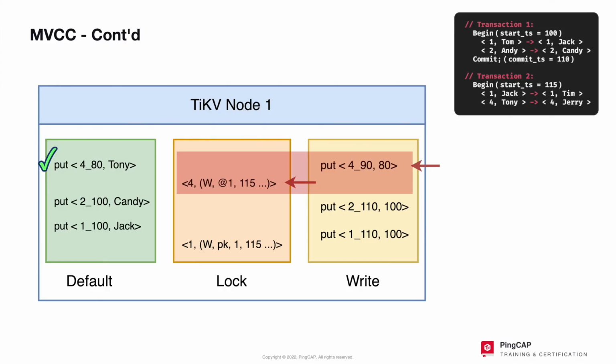Finally, key equals 4 is found in the lock column family. This indicates that user key equals 4 is in a transaction, and in the default column family, key equals 4_150. The next value is key equals 4_180. Since 80 is more recent than 120, the committed value is Tony.